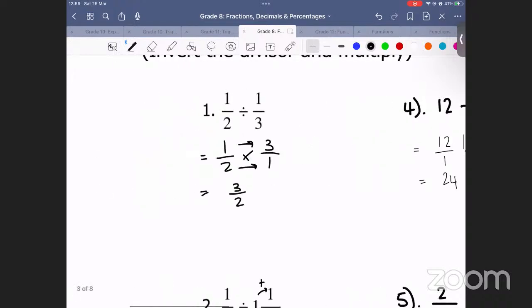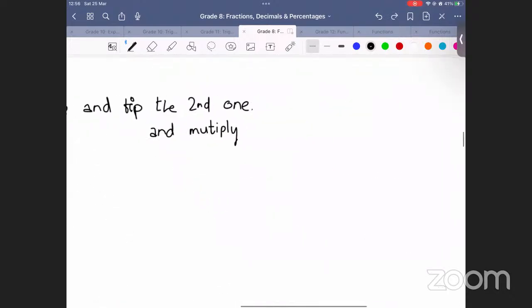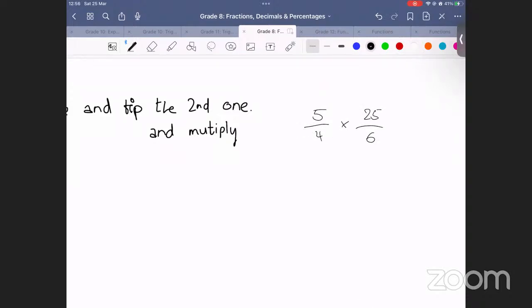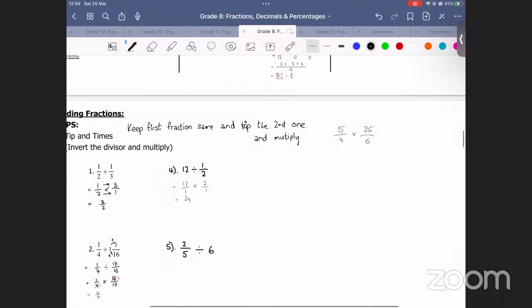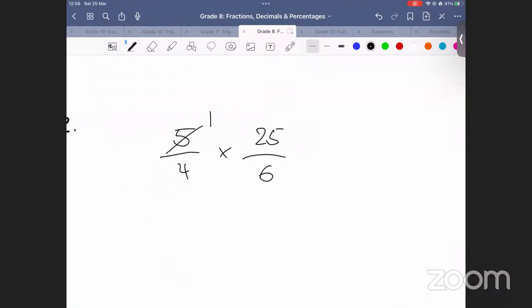Please note, you cannot cancel in a straight line. You cannot cancel across. Okay. So if you had something like 5/4 times 25/6, you can't cancel this and say 5 goes there once and 5 goes there 5 times. This is incorrect. It has to be 1 on top, 1 at the bottom. Basically 1 in multiplication, 1 in division.